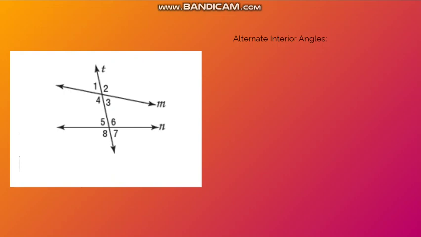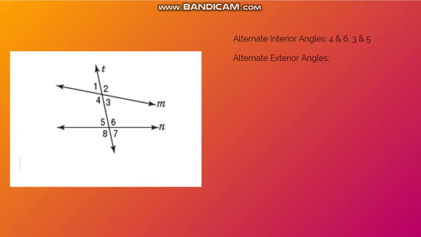So looking at this diagram, this figure, let's find some alternate interior angles. Remember, alternate means opposite side of the transversal. T is our transversal here. So opposite sides of T, and they need to be between M and N to be interior. So 4 and 6, opposite sides of T, between M and N, and 3 and 5, opposite sides of T, between M and N. Those are our pairs of alternate interior angles.